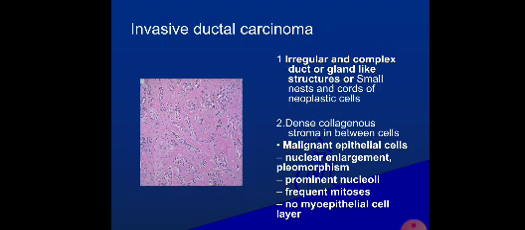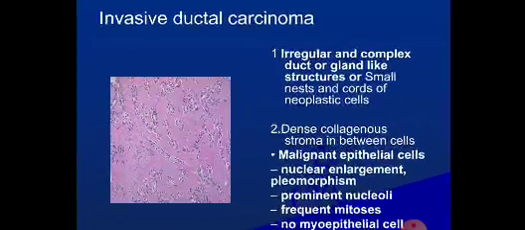Irregular and complex duct or gland-like structures, or small nests or cords of neoplastic cells. So cells are arranged in any form. They may be solid, they form nests, they form cords, they may be present in the comedo pattern like we discussed in the in situ carcinoma. So we get any type of pattern in the cells. They are surrounded by dense collagen stroma in between the cells.